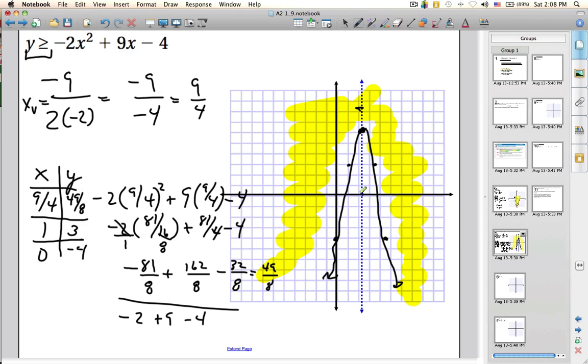Okay, so if you want to test a point inside the parabola, then if it makes a true statement, you shade inside. If it makes an untrue statement, you shade outside. Or you can follow my rule, go to the vertex, and do whatever this says. Y greater than, I would move up. That leads me outside of the parabola. I shade outside of the parabola.